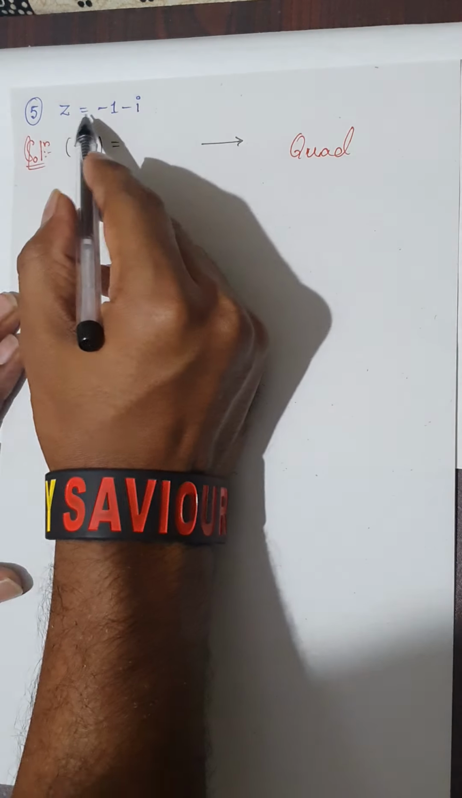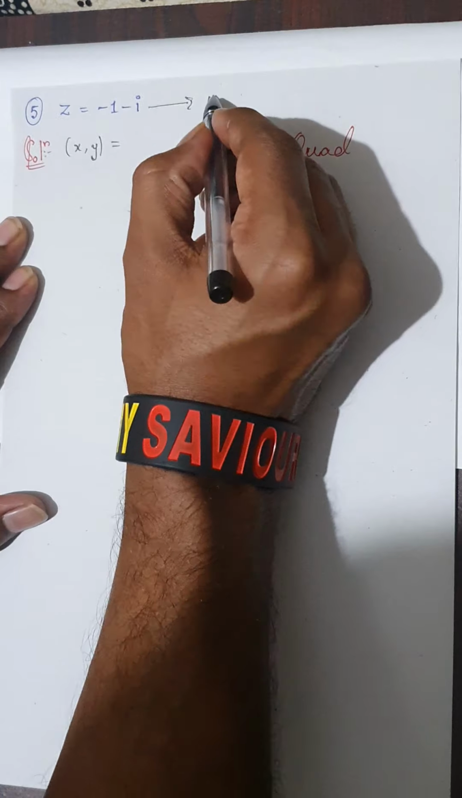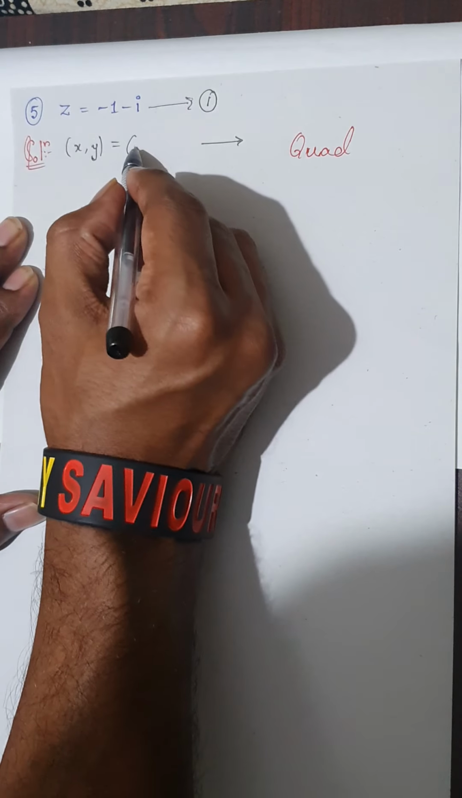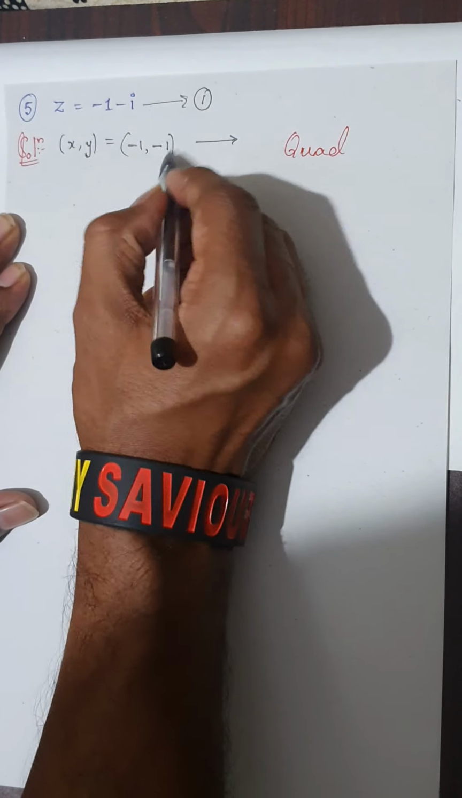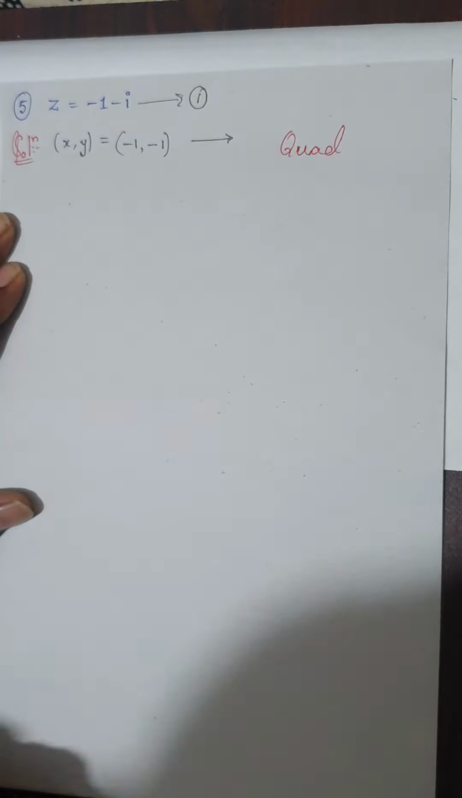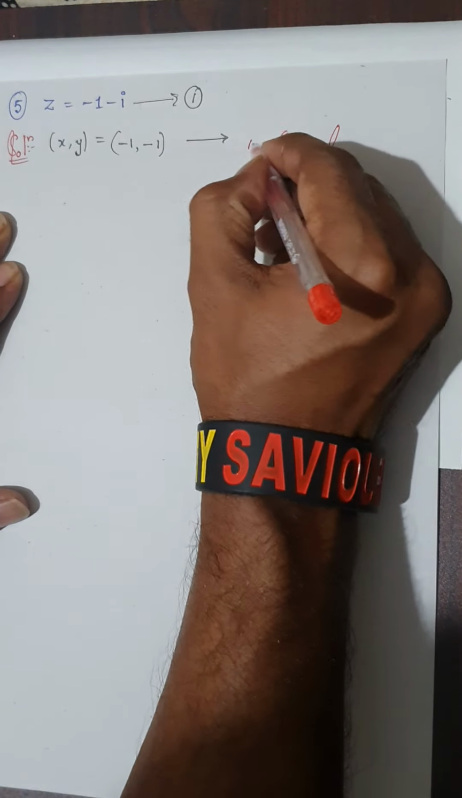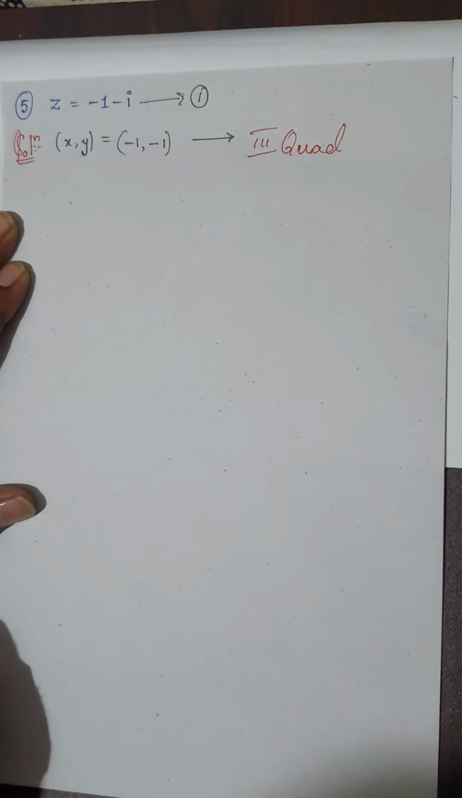Considering the fifth question, we will have z is equal to minus 1 minus i. You can take this as equation 1. Considering the values of x and y, x value is the real part, minus 1, y value is imaginary part, that is also minus 1. Now you can check here, both are negative. This falls into the third quadrant, isn't it? For both negative, it falls into the third quadrant.